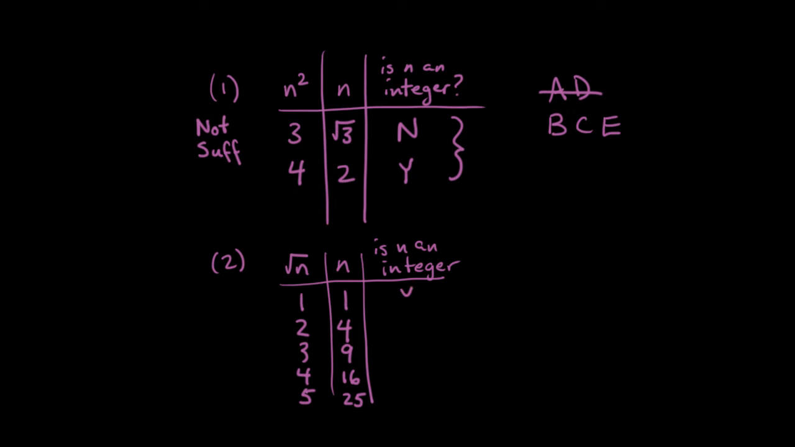Is n an integer? Yes, yes, yes, yes, yes. Always and for every case, because it's always going to be a perfect square, all of which are integers. So statement 2 is sufficient to answer that question. The answer is yes, and so B is the answer.